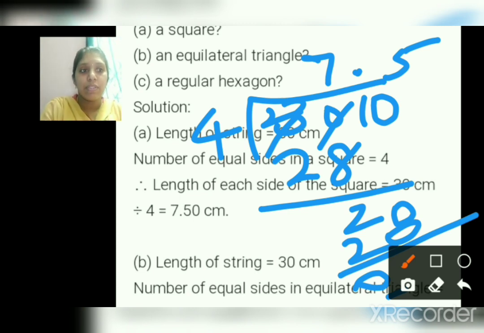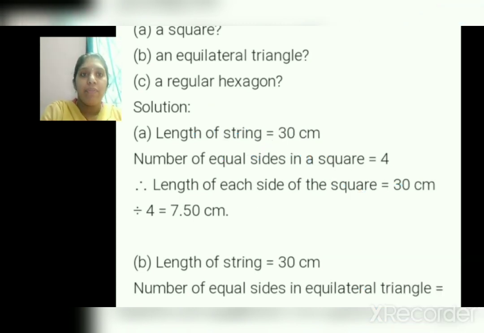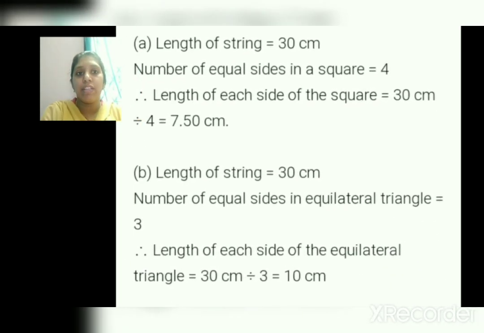Clear? Now next one. Same way, next figure is given as equilateral triangle. So equilateral triangle means how many sides? 3 sides. So we have to find the length of each side. So we have to divide 30 by 3, because the total length of the string is 30, and we have to find how much length of the string is used for one side. So 30 divided by 3. Look into the solution.